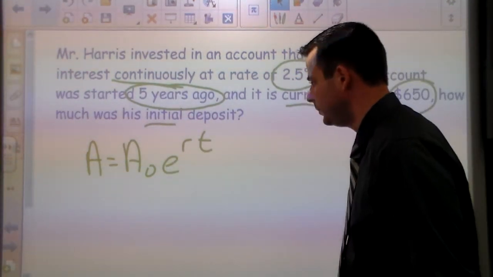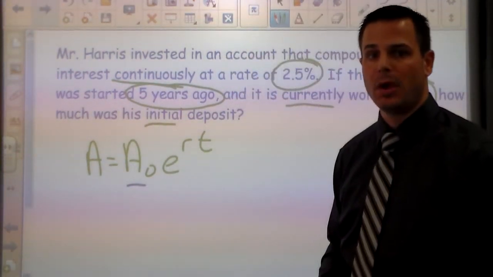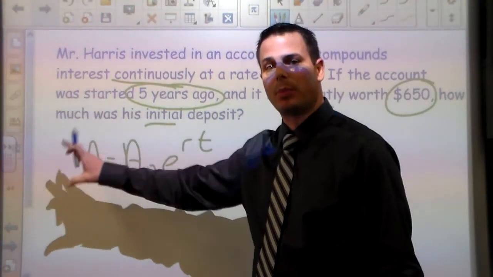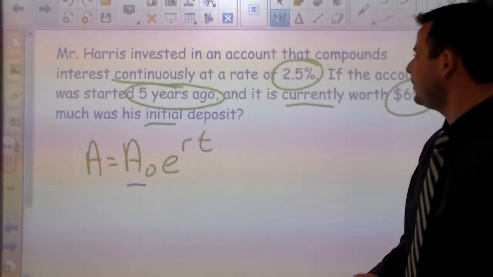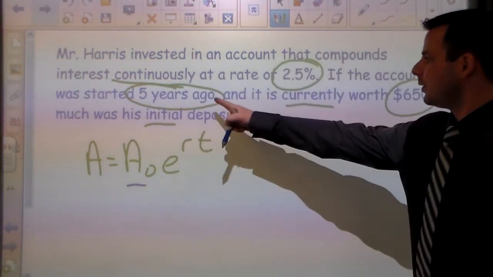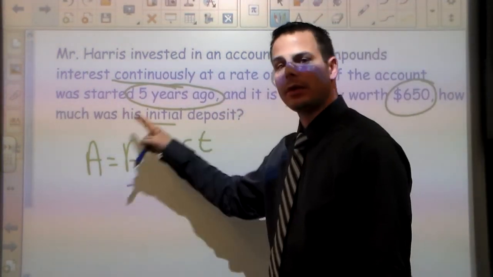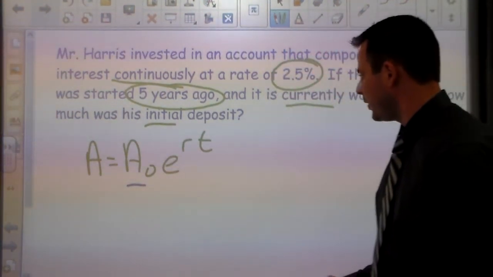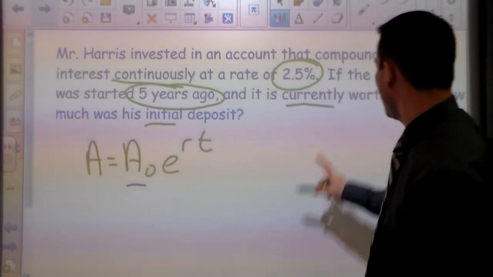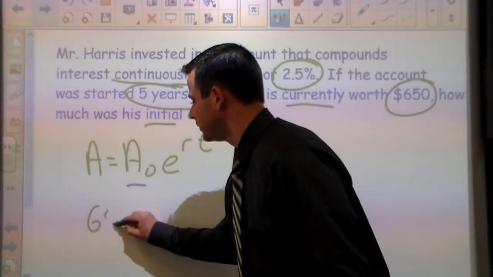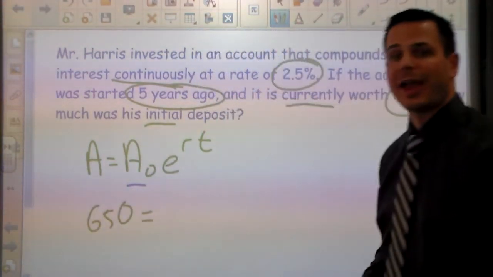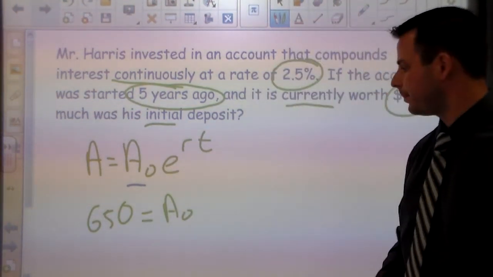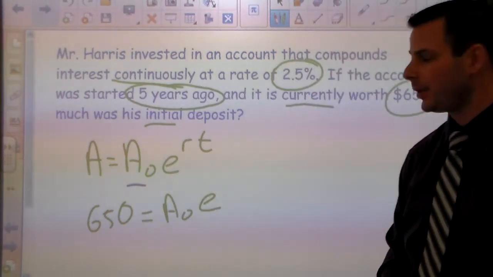So in this case, we're looking for the initial investment. So we're given how much we end up with. We know the interest rate. We know the time period. The only thing we're missing here is A naught. So let's plug in all the information that we know. A, 650. That's how much I ended up with. A naught is what I'm looking for. E is not a variable, that's a number.